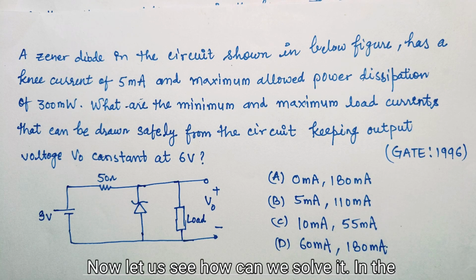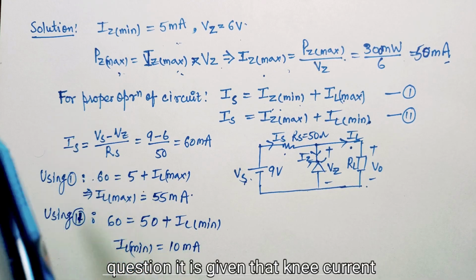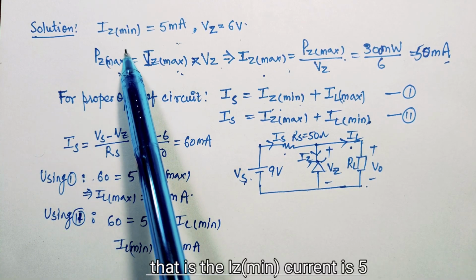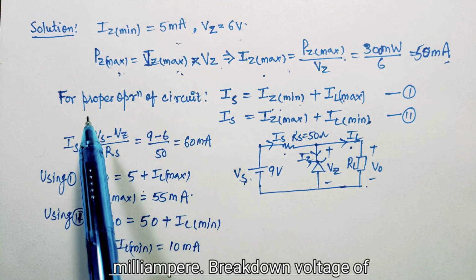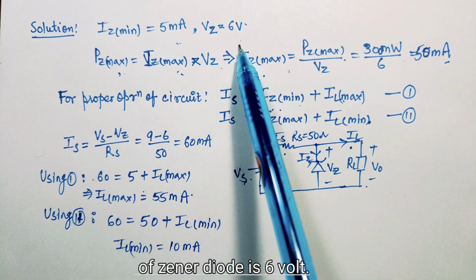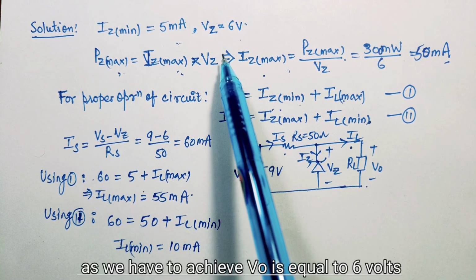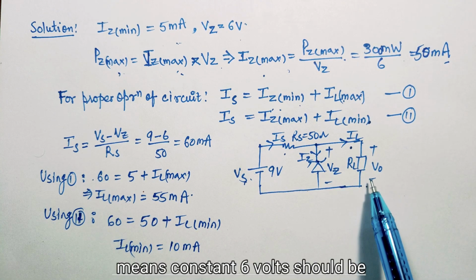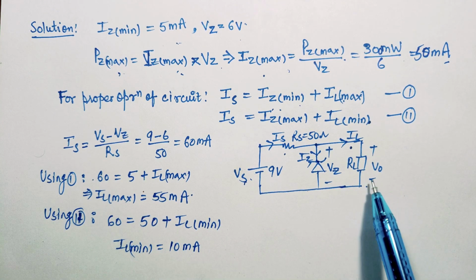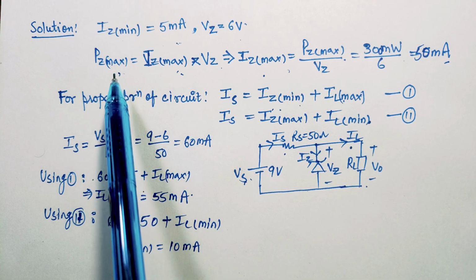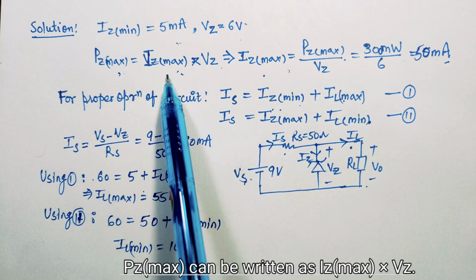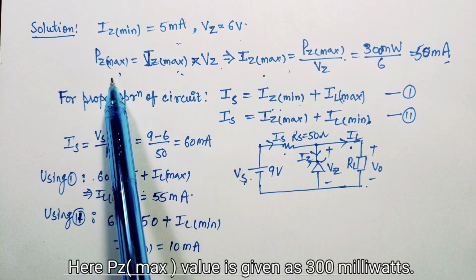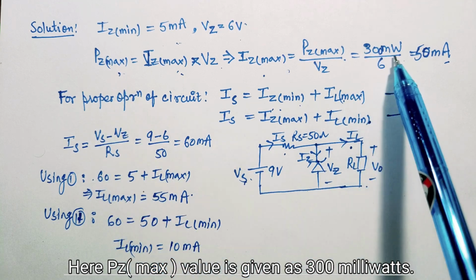Now let us see how we can solve it. In the question it is given that the knee current, that is the Iz minimum current, is 5 milliampere. The breakdown voltage of the zener diode is 6 volt. As we have to achieve V0 equal to 6 volt, a constant 6 volts should be available across this load. Pz maximum can be written as Iz max into Vz. Here the Pz max value is given as 300 milliwatt.